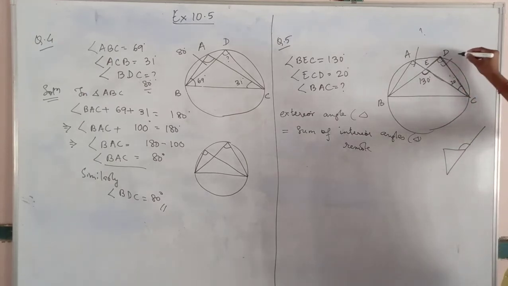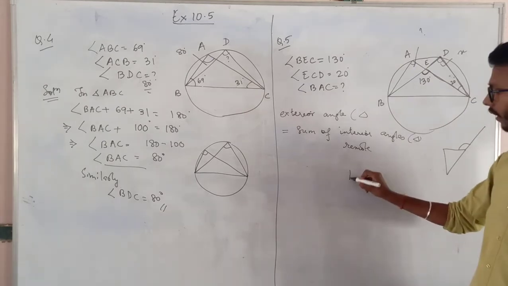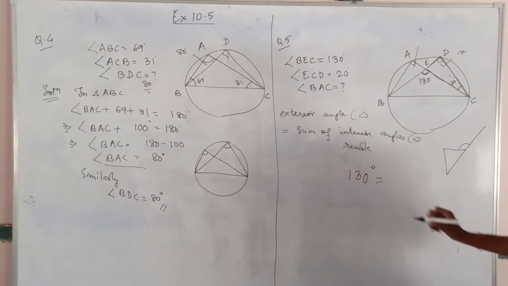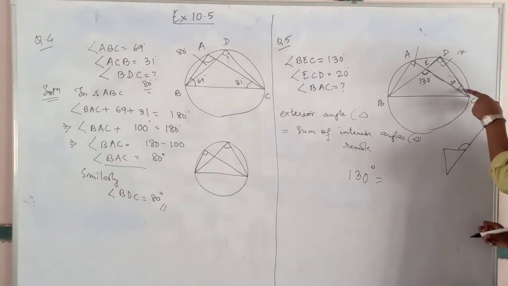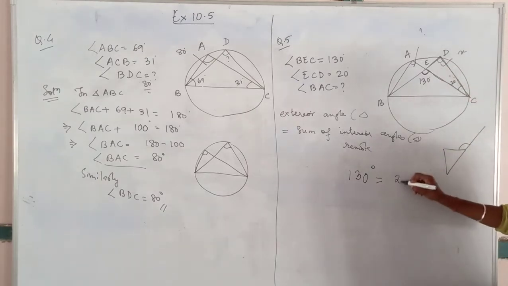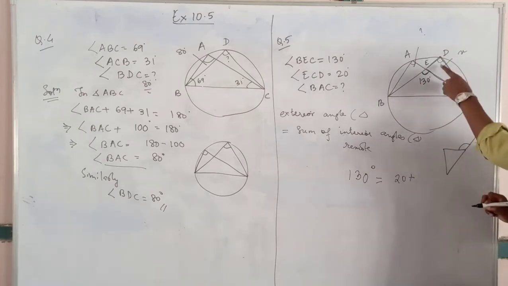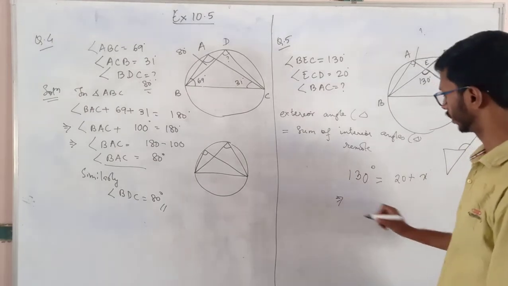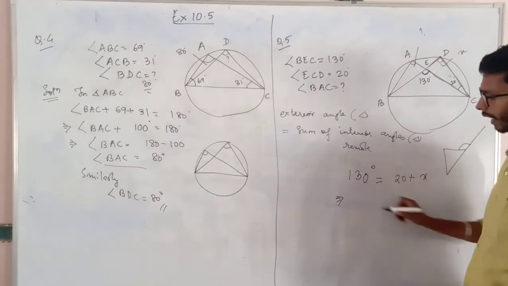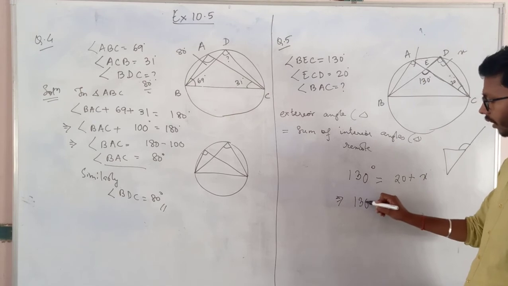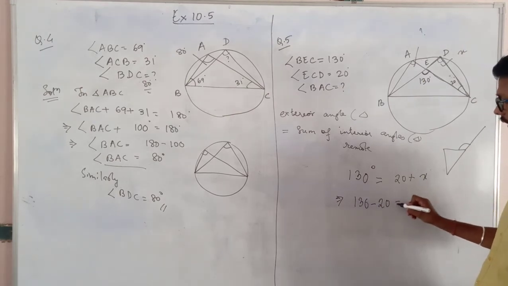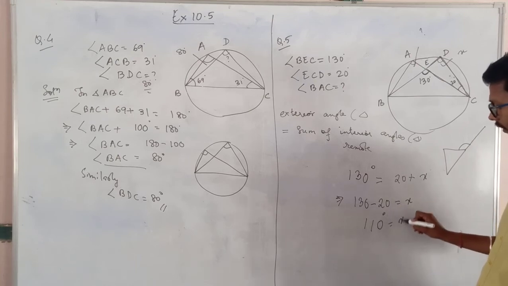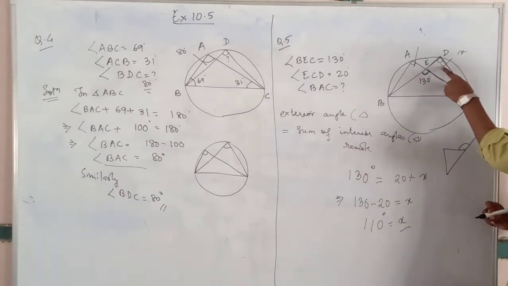So suppose this angle is x. The exterior angle, 130, is equal to the sum of these two angles, that is 20 plus x. This 20 will go to the other side to become minus 20, so 130 minus 20 gives 110. So I got this angle as 110.